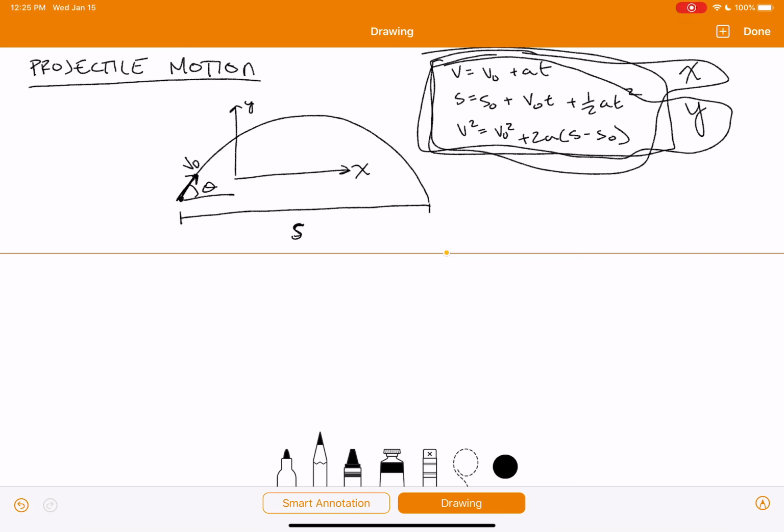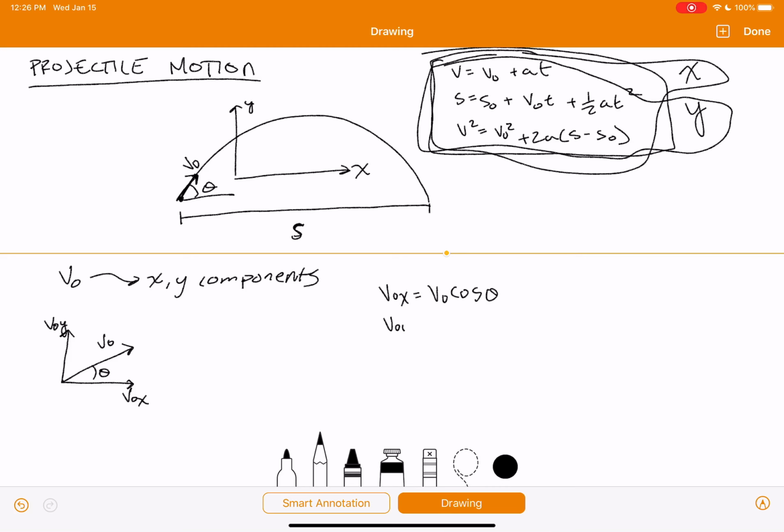So the first thing you're going to have to do for these types of problems is separate out your initial velocity into x and y components. If this is our v naught, and we have this angle theta here, then this would be our v naught in the x, and then our v naught in the y. So we can see that v naught x equals v naught cosine theta, and v naught y equals v naught sine theta.